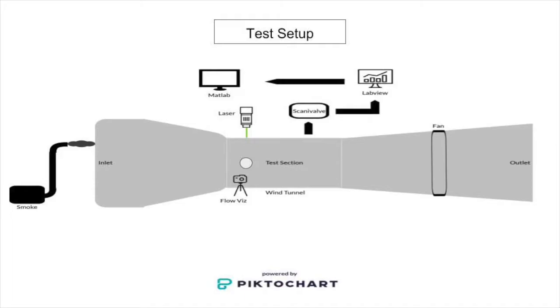for flow vis. Just like the first lab, the pressure data is taken from the scanning valve and is sent to LabVIEW. As LabVIEW collects data for each individual test, it then sends it to MATLAB where we can interpret the data.